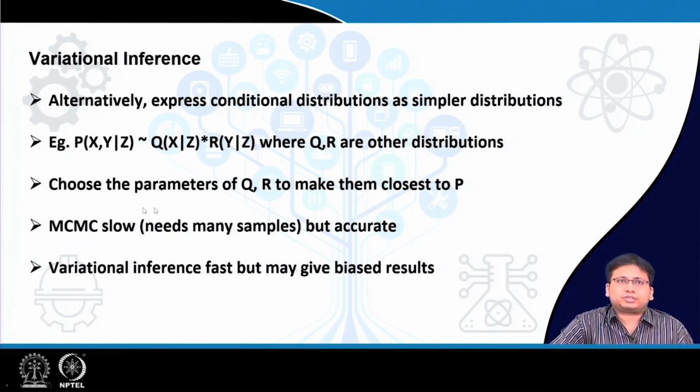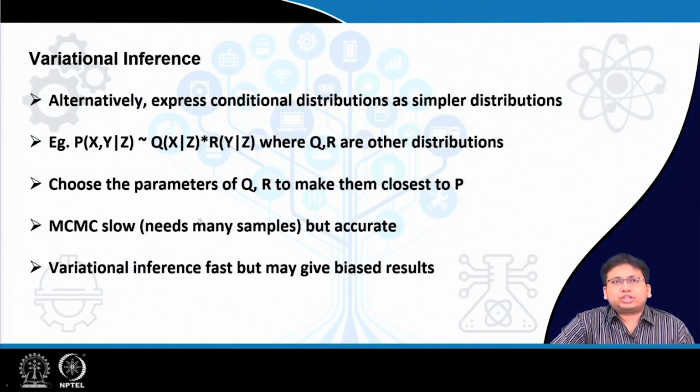The other alternative is variational inference, where instead of sampling, we can express the conditional distributions as simpler distributions. Say for example, if we have a joint distribution of x and y, we can express it as a product of two simpler distributions. One we can call, let us say, q and r. These are like proposal distributions. As you can see, these are simpler distributions because they are each only on one of the individual variables. These need not be the actual marginal distributions of x and y, but they are some other distributions which have some other parameters.